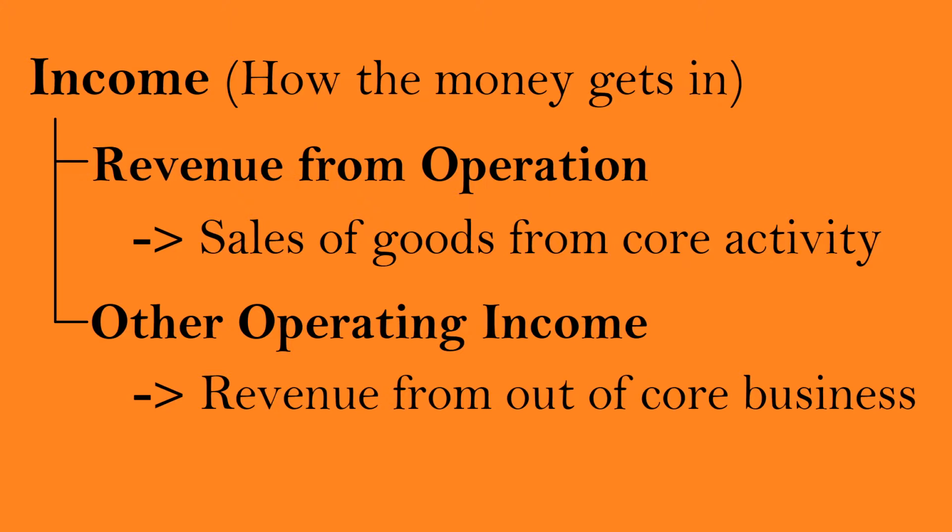The next important topic in the profit and loss statement is expenses. That is, how the money gets out. Expenses are spending, and that spending is made for operating a business. Expenses are day-to-day costs that help the business grow. The upcoming topics belong to expenses of the company.